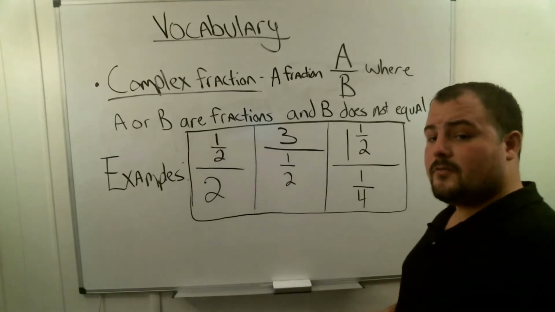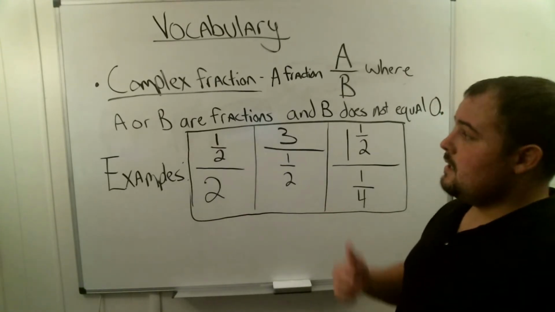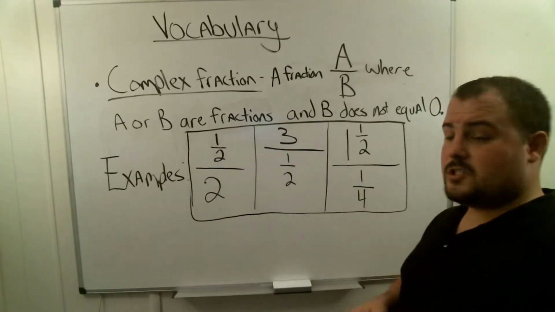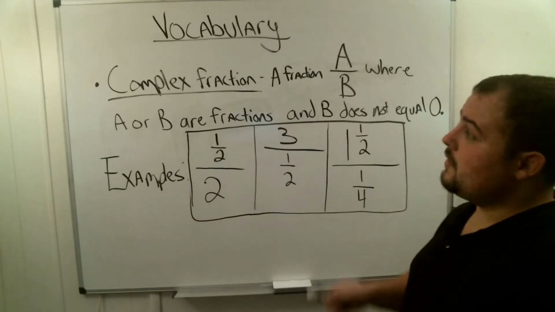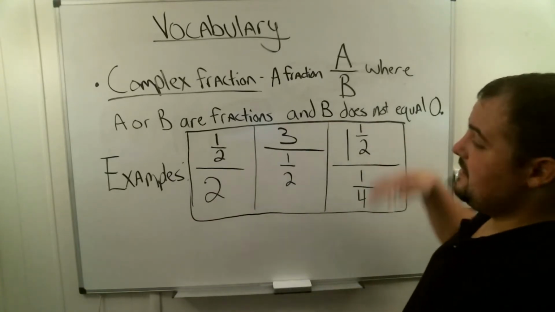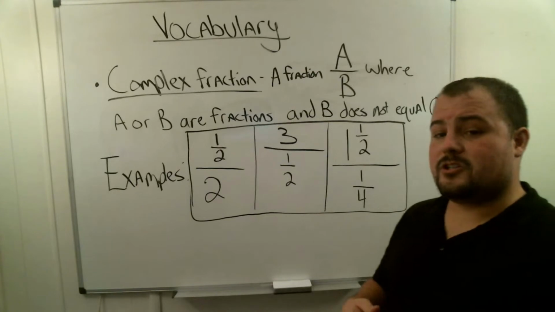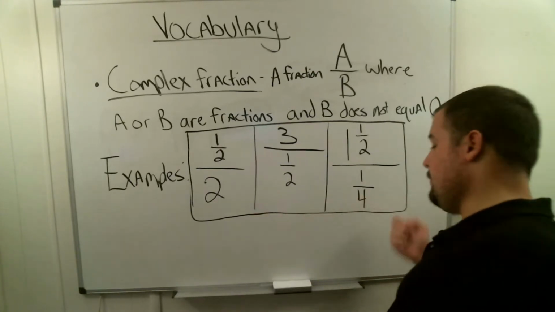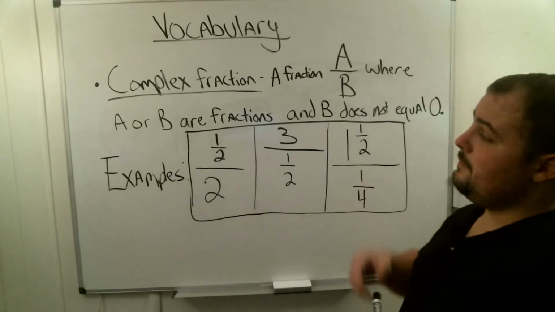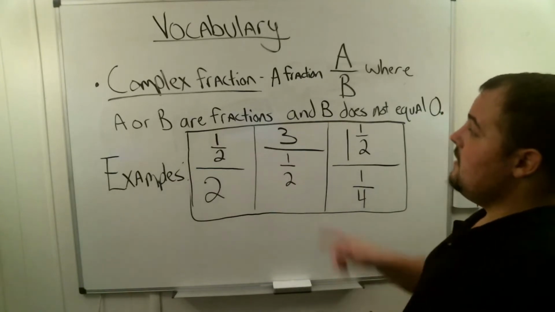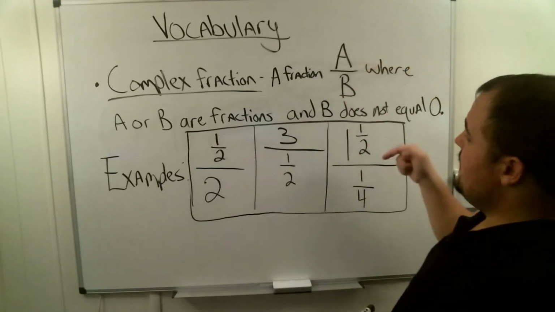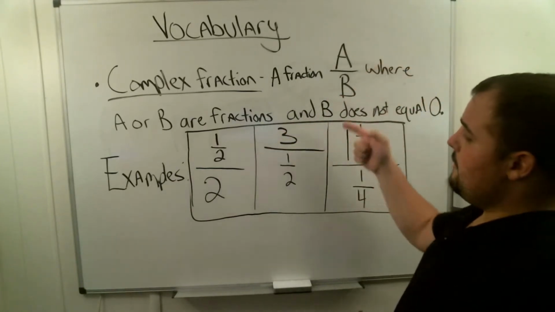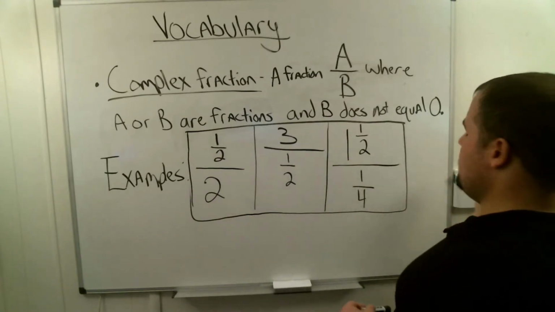So the next part of our lesson is vocab. Go ahead and copy down the definition that you see here. Go ahead and pause the video, copy everything down. I did include an example for what I'm going to talk about in this vocab word. There's actually 3 examples here. So a complex fraction is our vocab word. It's a fraction, a over b, where a or b are fractions and b does not equal 0.